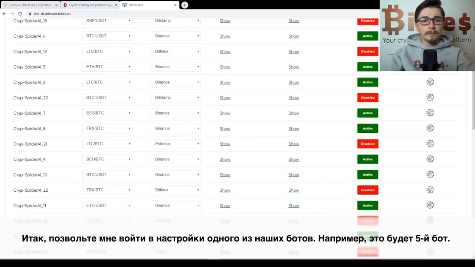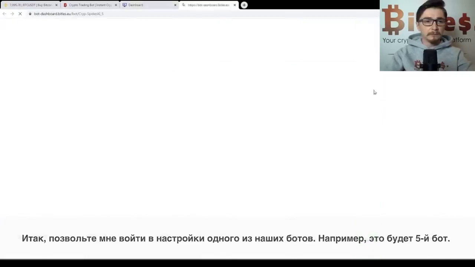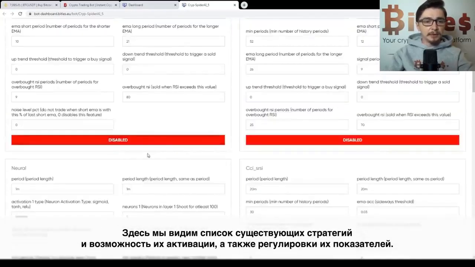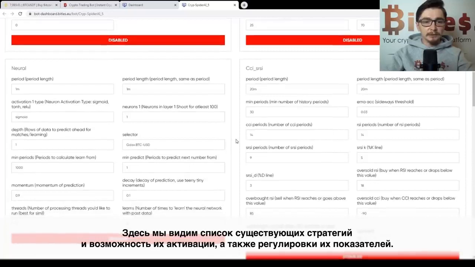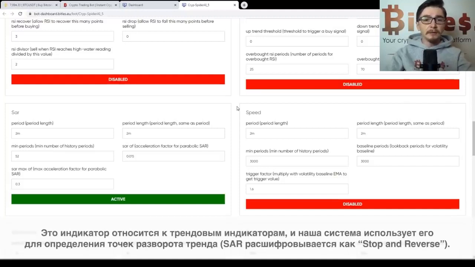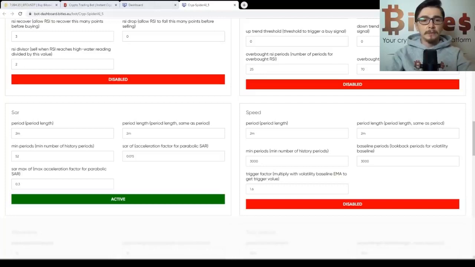Thus, let me enter the setup of one of our bots, for example, the fifth one. So here we see the list of existing strategies and the option to activate them, as well as exponents adjustment. As you can see, the SAR strategy is activated at this bot now. It is based on the parabolic SAR indicator, and roughly it belongs to trend signals, and our system uses it for defining trend reversal points. SAR stands for stop and reverse.